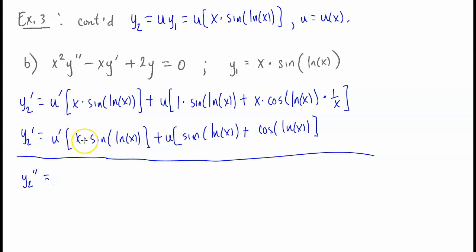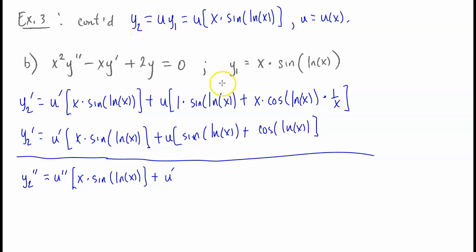So for the second derivative, again, we'll be taking the derivative of both of these terms. So here, this will say the derivative of u prime, which is u double prime, times x times sine of natural log of x, plus, and of course now we'll just say u prime and then take the derivative of the second function here. And of course that's exactly what we took the derivative of the first time whenever we were working to find what the derivative of y sub 2 was.